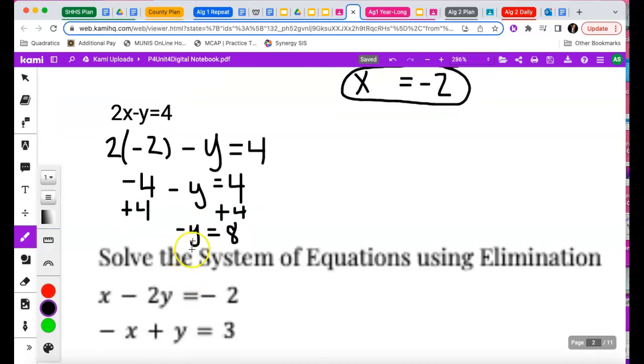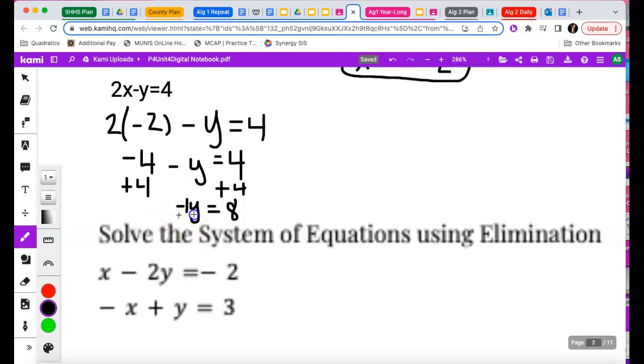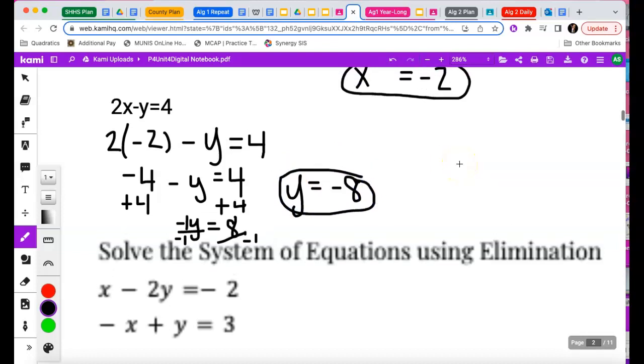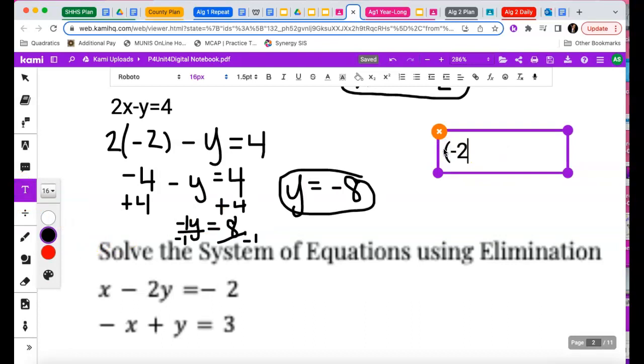So the last step, technically this is a negative 1, so I'm going to write a 1 there. I need to do the opposite of multiply by negative 1, which is to divide by negative 1. So I'm going to put the little divide by negative 1. So y is equal to 8 divided by negative 1, which is negative 8. And our solution is the x, which is negative 2, comma the y, which is negative 8.